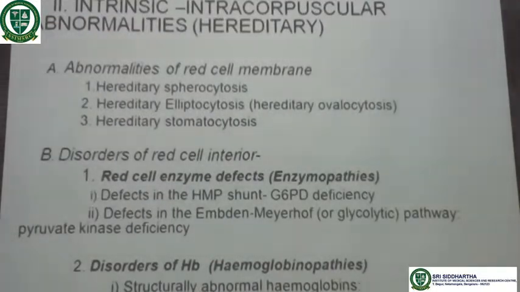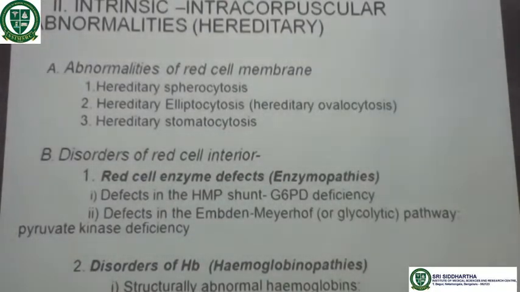The other classification is intrinsic or intracorpuscular abnormalities. Intrinsic means the defect is within the RBC itself. Something in the cell wall, cytoplasm or nucleus is defective, leading to RBC hemolysis. First, abnormalities of the red cell membrane: you have conditions like hereditary spherocytosis, hereditary elliptocytosis, and hereditary stomatocytosis.